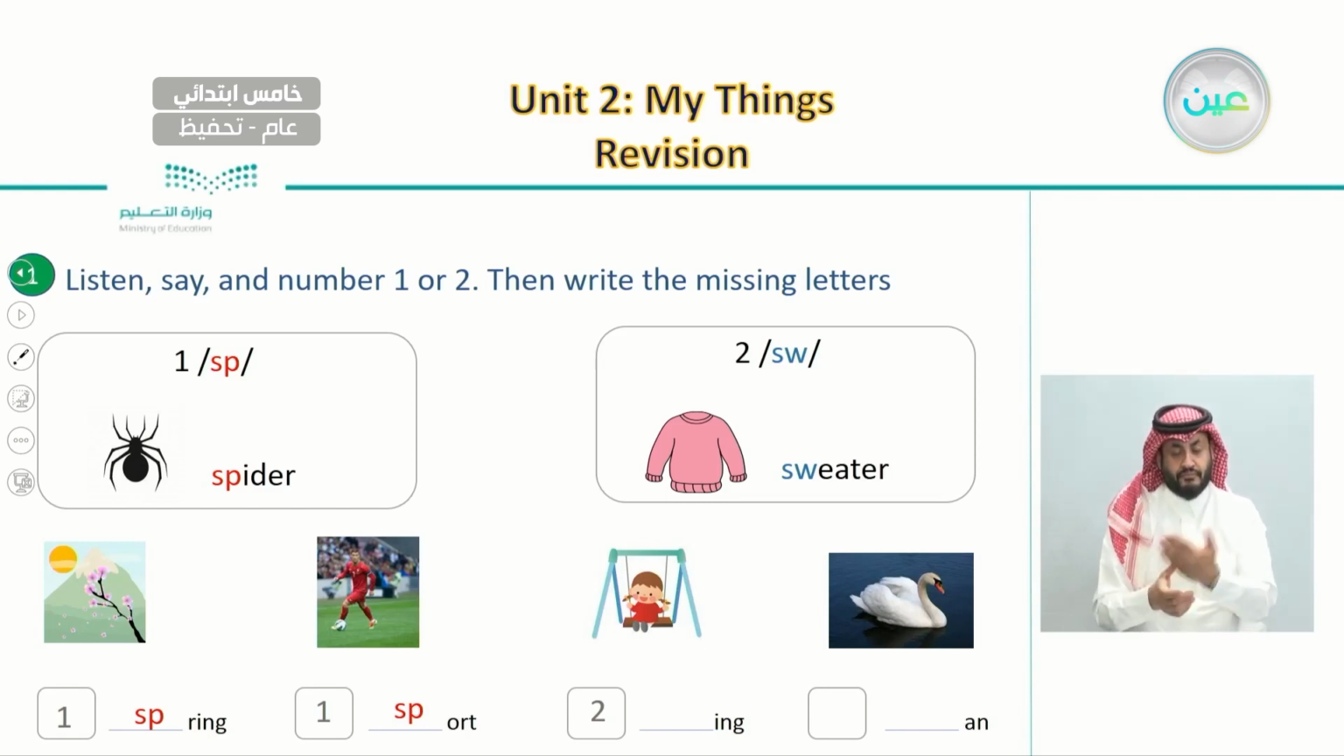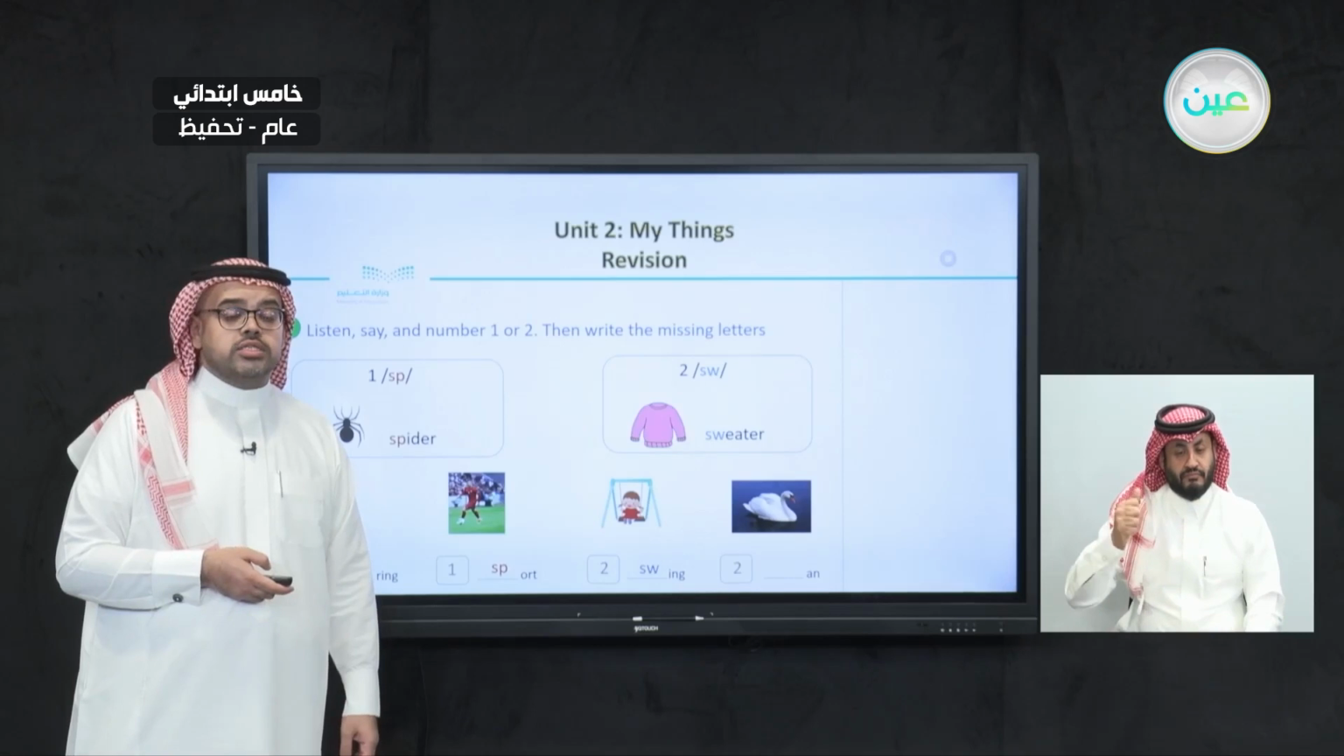Now the third one is already written, which belongs to the second sound. And what is this word? The word is swing. And the fourth word, which is swan. And swan belongs to the second sound. And we complete it with S and W.